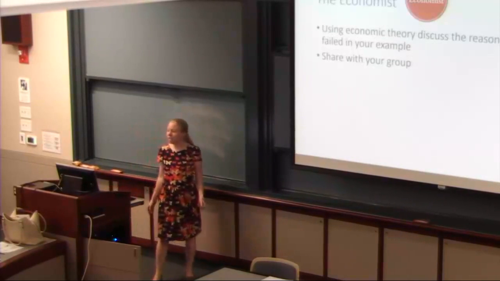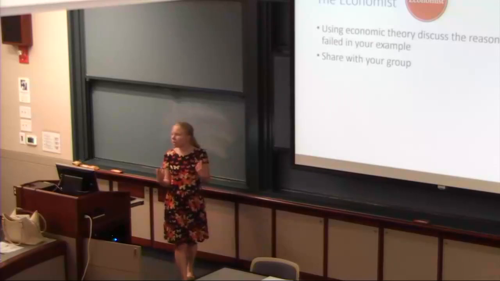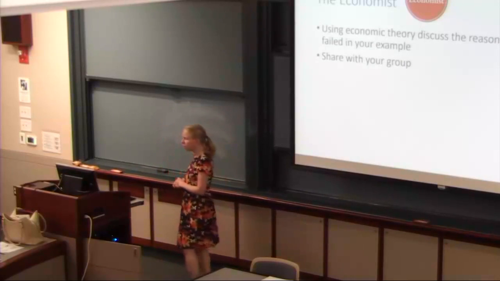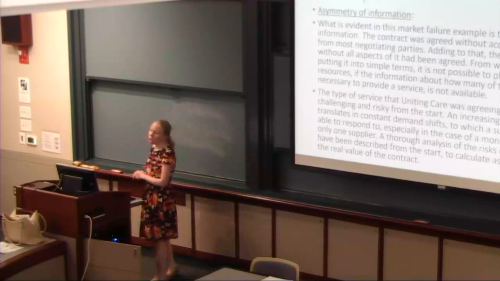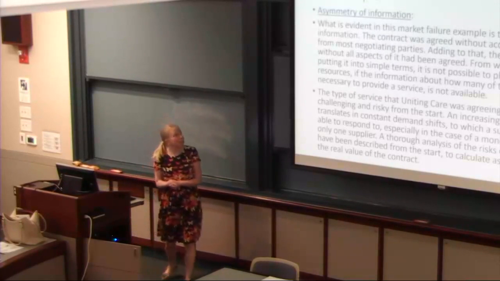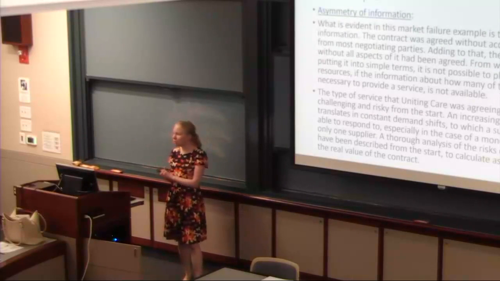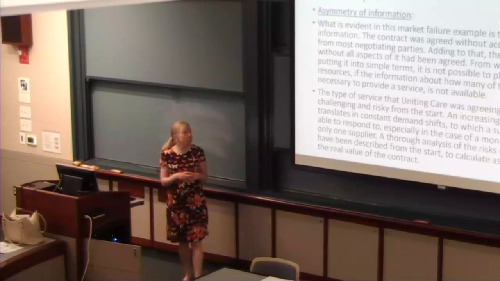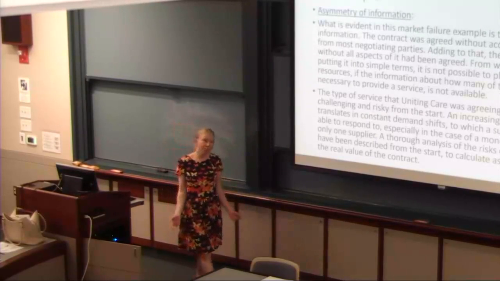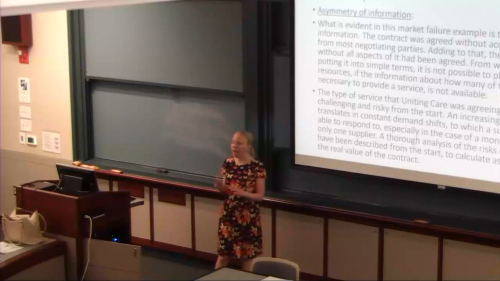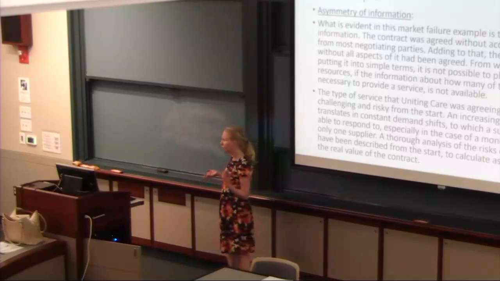And so then the economist uses economic theory to discuss the reasons why the market failed. So this is another example. It's basically, in one of those two articles, it was asymmetric information. So they have to provide a definition of what asymmetric information is and show how that was reflected in the article.